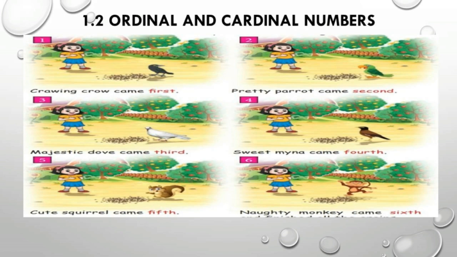So the parrot came second. Majestic dove came third. Dove came third. Sweet Mina came fourth. So who came fourth? Mina came to eat the grains. Cute squirrel came fifth. So squirrel came fifth. And last, the naughty monkey came sixth and finished all the grains. Now we can order the numbers first, second, third, fourth, fifth and sixth. So these are called ordinal numbers.